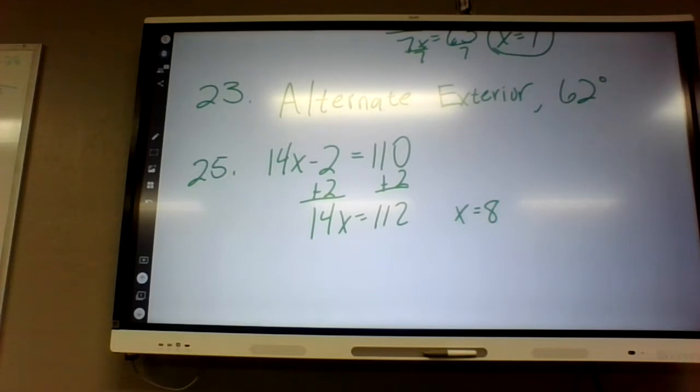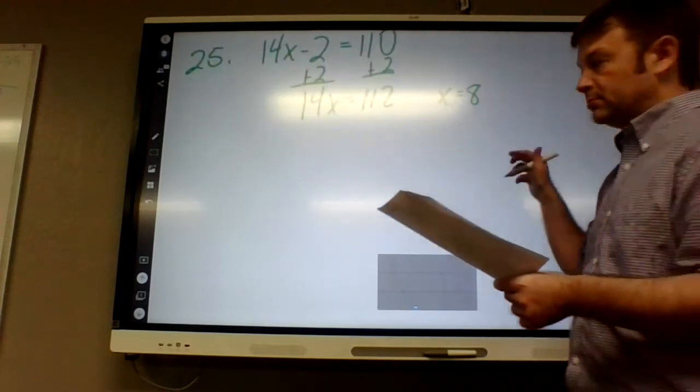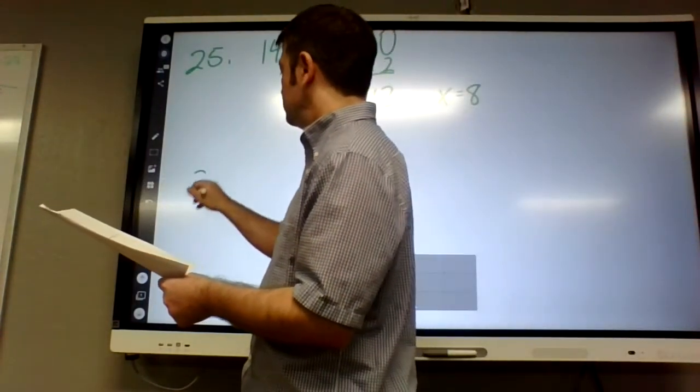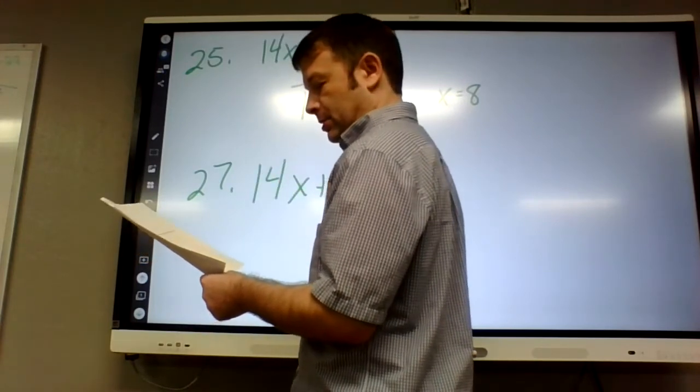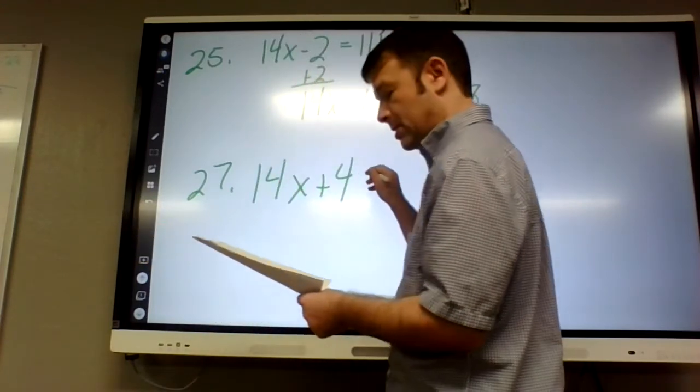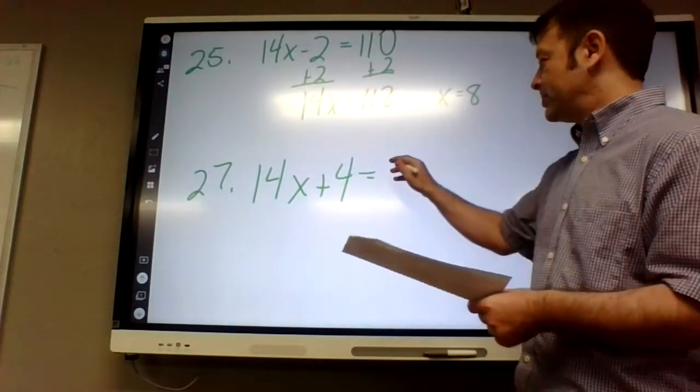Okay, number 27. Okay, 27 says find the measure of the angle indicated in bold. So, Grant, Olivia, how do we set up 27? 14x plus 4 equals 13x plus 3. Do they look the same or not? They do look the same, yes. They are alternate exterior angles, which means they're supposed to be the same.